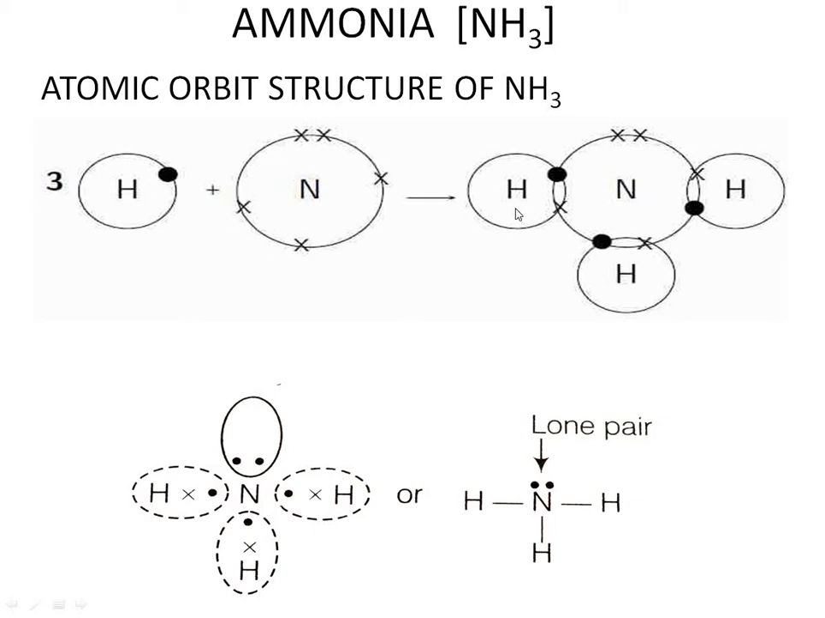So let's see about the right hand side. When you look at this structure, nitrogen has 2 electrons which are not involved in the bond formation. That's what we have seen in the nitrogen molecule, the triple bond N, that is, 1 lone pair is present in the nitrogen atom.